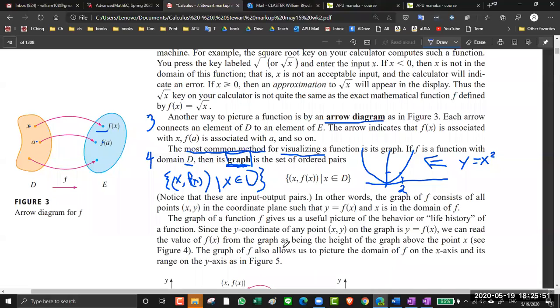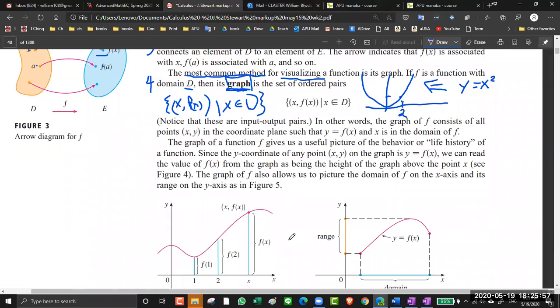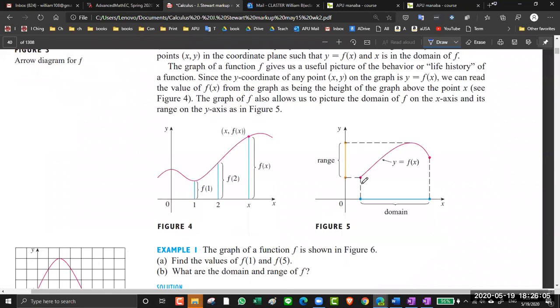Okay, so let's go on. The graph of a function f gives us a useful picture of the behavior. Okay, well, we know about this. Let's look at this picture here. So here's the graph. It's in red.